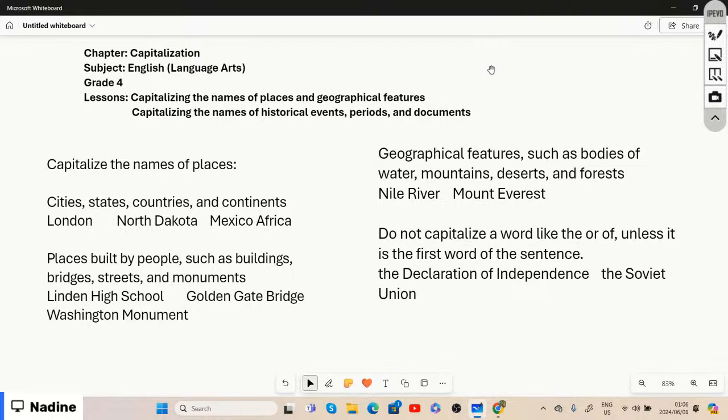So when it comes to capitalization, other than capitalizing the first word of a sentence, meaning a sentence starts with a capital letter and it ends with a period, or it starts with an end mark, there are quite a few words that we need to capitalize. In a previous lesson, we said names of people and pets need to be capitalized. And we also capitalize days of the week and months of the year.